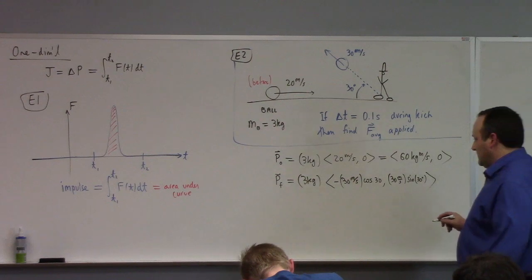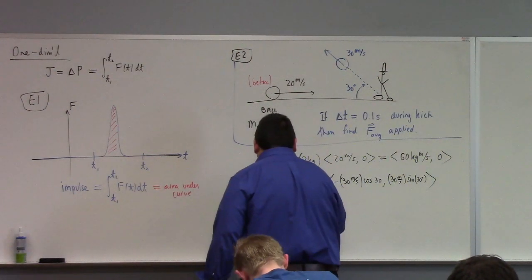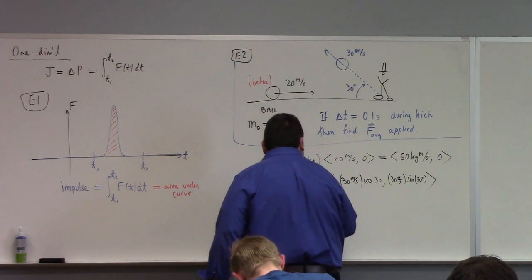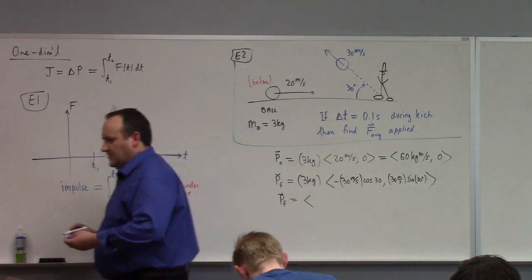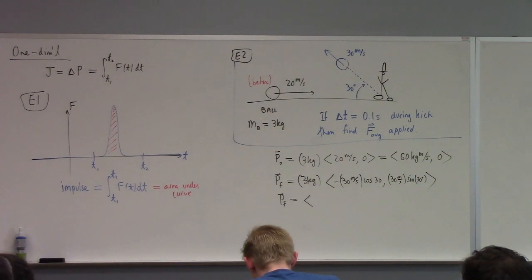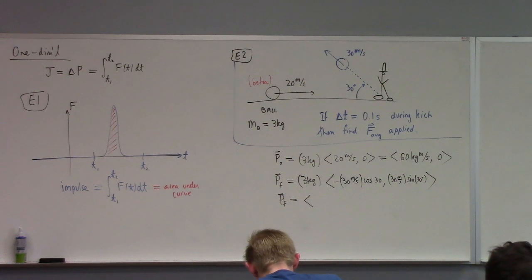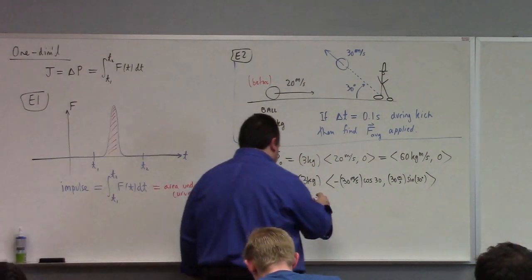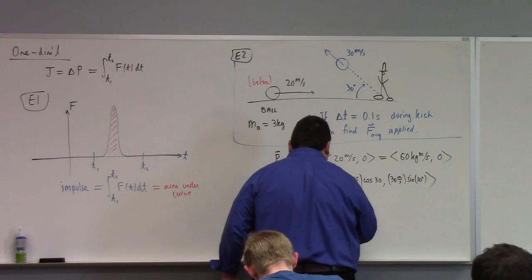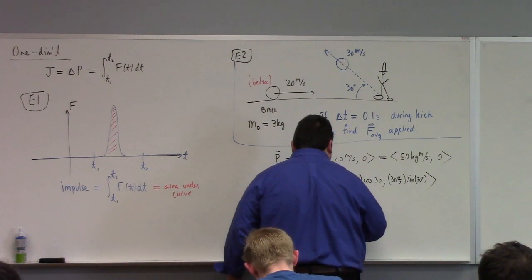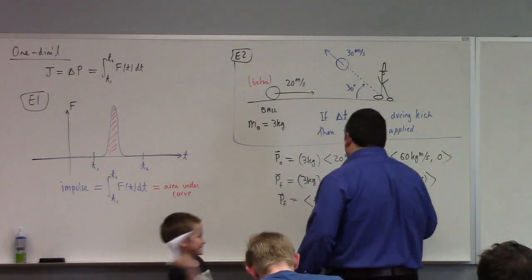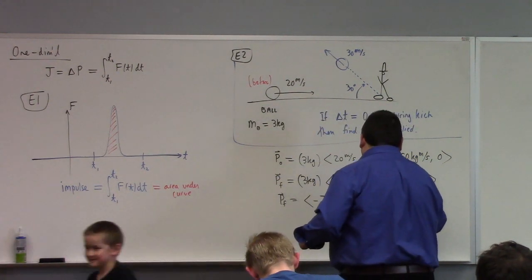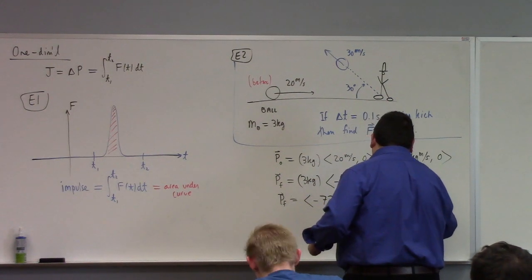So by my calculations, the final momentum would be, can you guys help me out? I need to get a calculator. 77.942 kilogram meters per second, minus 77.942 kilogram meters per second. And the other one is 45, right? 45 kilogram meters per second.